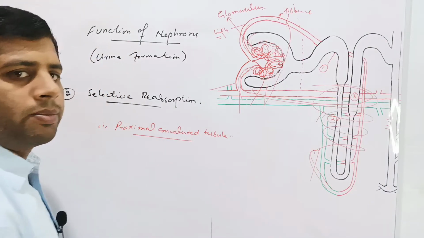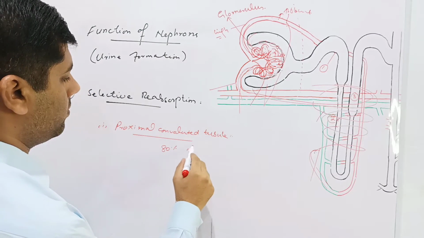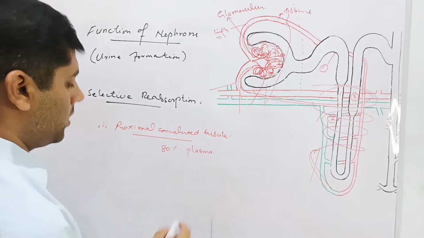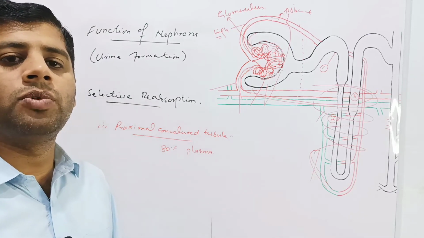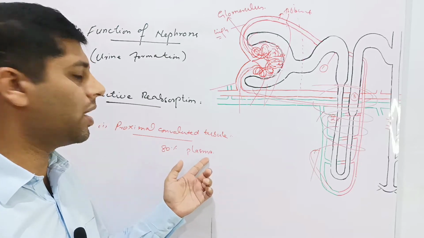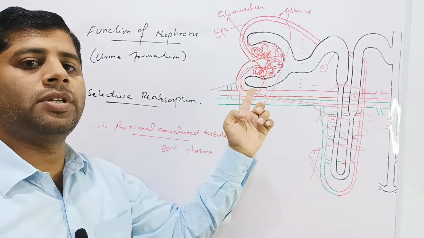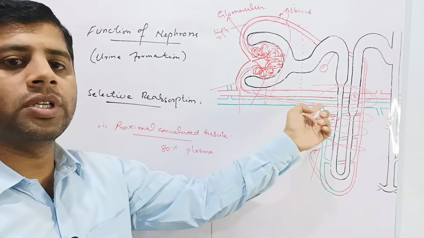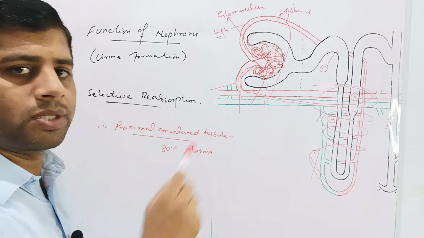In the proximal convoluted tubule, about 80% of the blood plasma is returned to the blood, comprising water, energy, hormones, amino acids, enzymes, and other useful substances. All these substances are returned from the proximal convoluted tubule back to the blood through the peritubular capillaries. Sodium chloride is also returned from the proximal convoluted tubule.